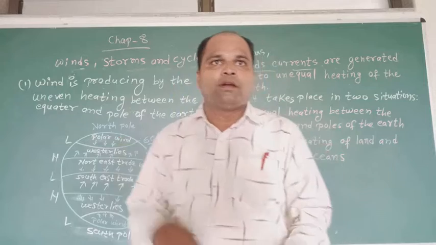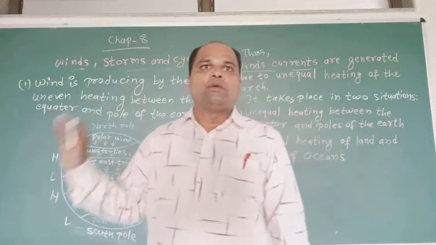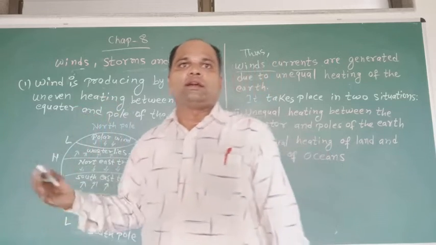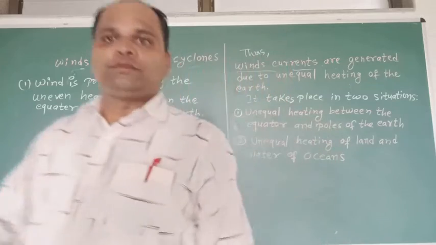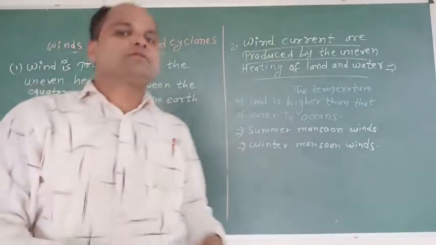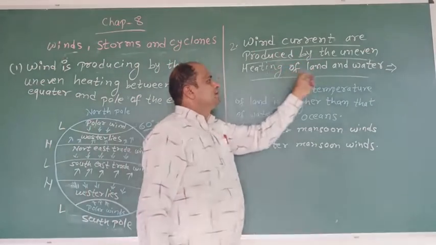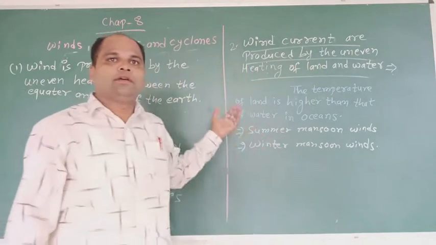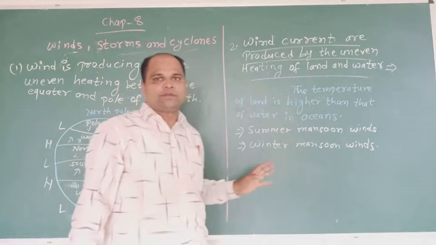So the rotation of the earth makes the trade winds and polar winds blow in an easterly direction, rather than blowing in the straight north-south direction, okay. Then students, next is the wind current produced by uneven heating of land and water, okay. We have read about sea breeze and land breeze in chapter 4, okay.